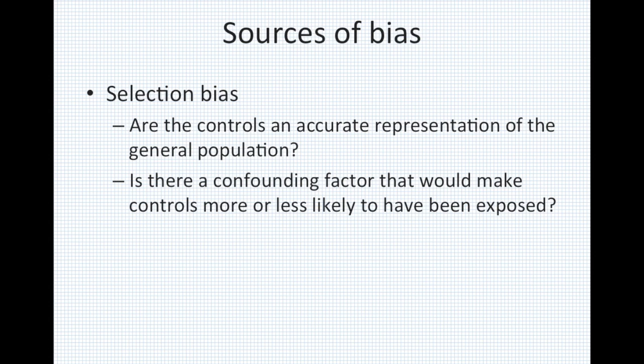Let's talk about sources of bias now. Selection bias is definitely prevalent in case control studies. So a question for an investigator to ask would be, are the controls an accurate representation of the general population? And is there a confounding factor that would make controls more or less likely to have been exposed?